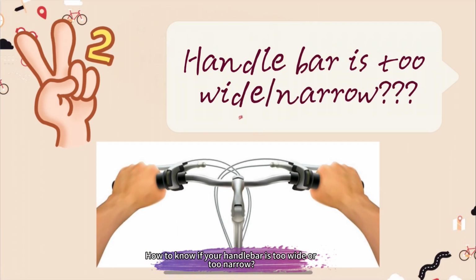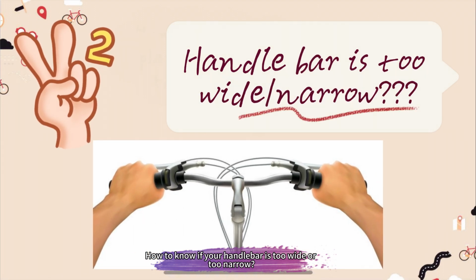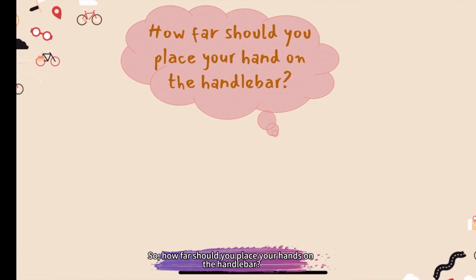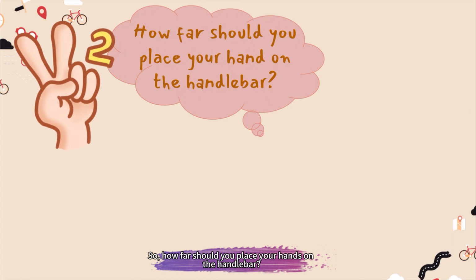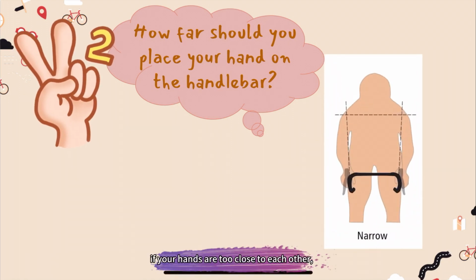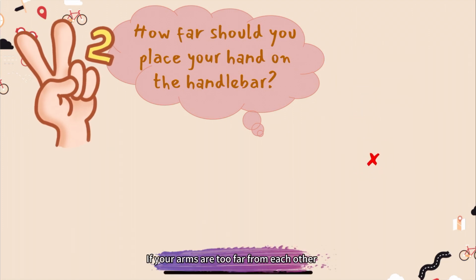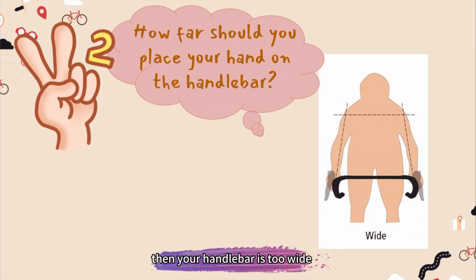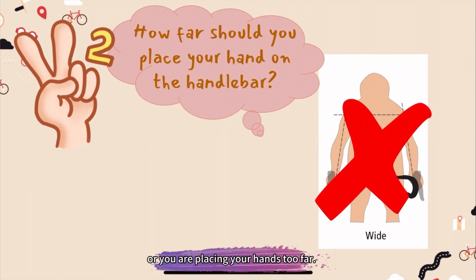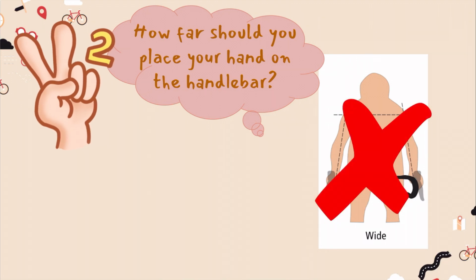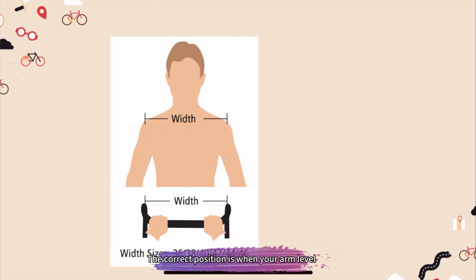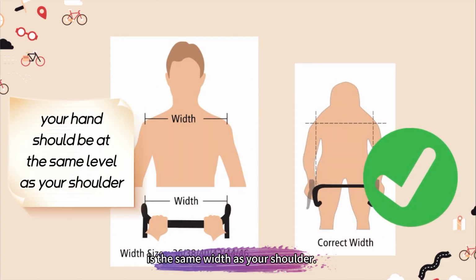How do you know if your handlebar is too wide or too narrow? How far should you place your hands on the handlebar? If your hands are too close to each other, then maybe it is too narrow. If your arms are too far from each other, then your handlebar is too wide or you are placing your hands too far. The correct position is when your arm level is the same width as your shoulders.